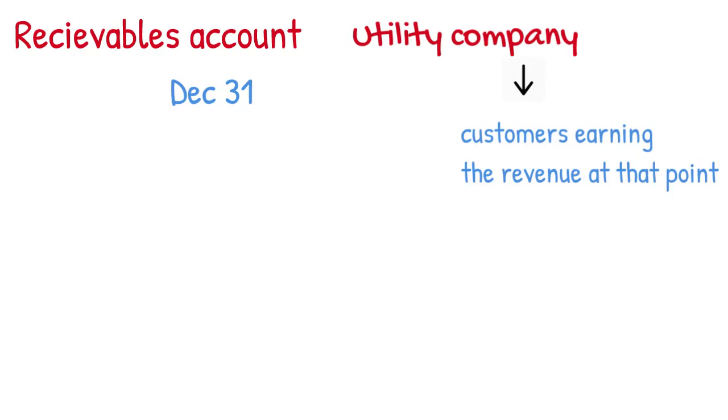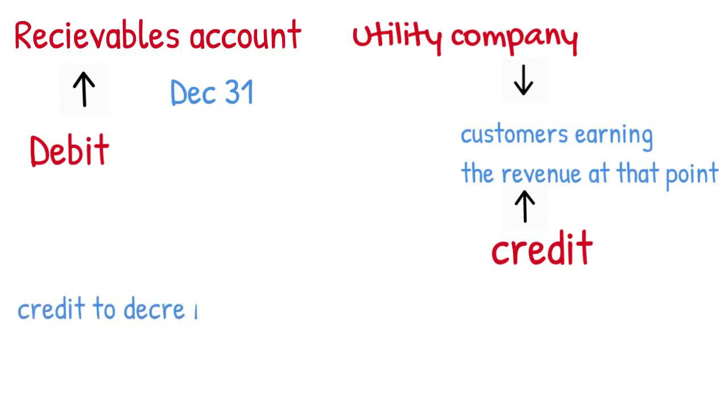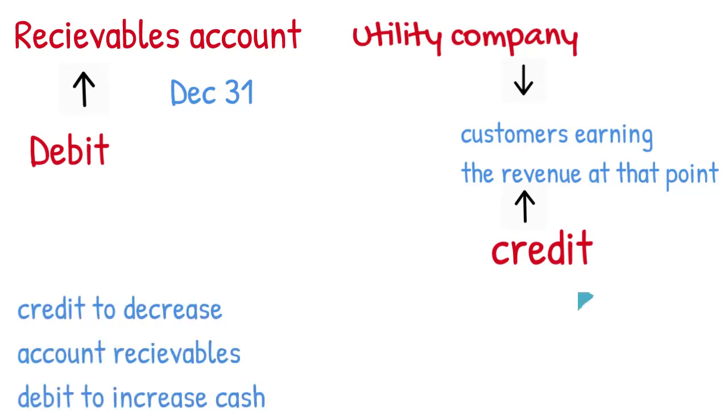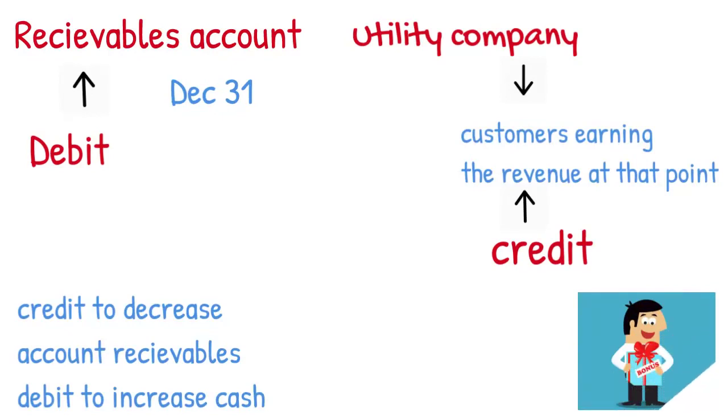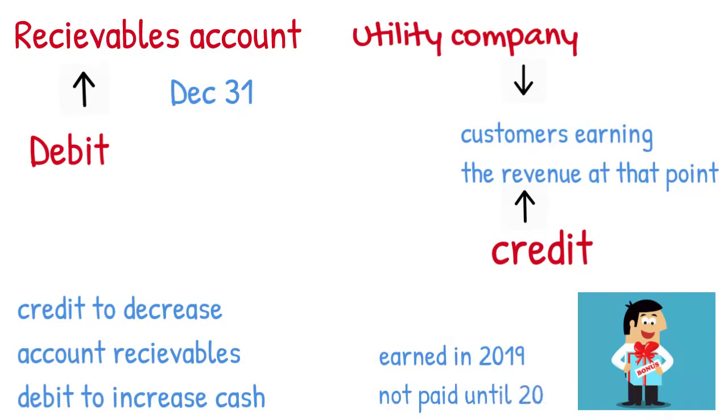The adjusting journal entry for December would include a debit to accounts receivable and a credit to a revenue account. The following month, when the cash is received, the company would record a credit to decrease accounts receivable and a debit to increase cash. An example of an expense accrual involves employee bonuses that were earned in 2019 but will not be paid until 2020.